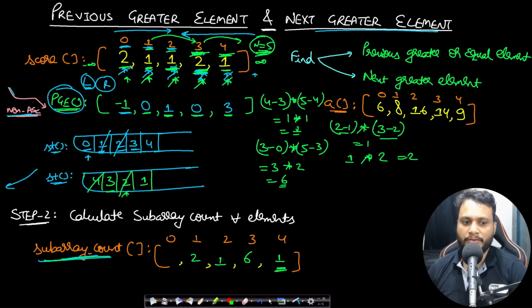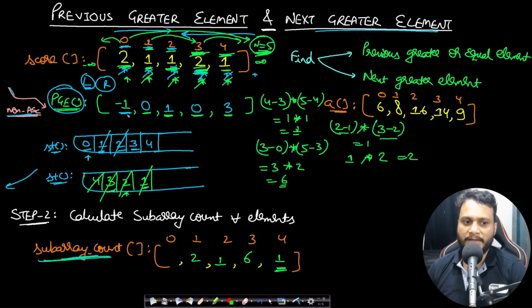Now for this 2, is this 1 actually larger? No, remove it. Is this 3, which is having a score 2, is it larger than this 2? No, so remove it. Now the stack has become empty. That means the next greater element of the 0th item is out of bound, which is 5.